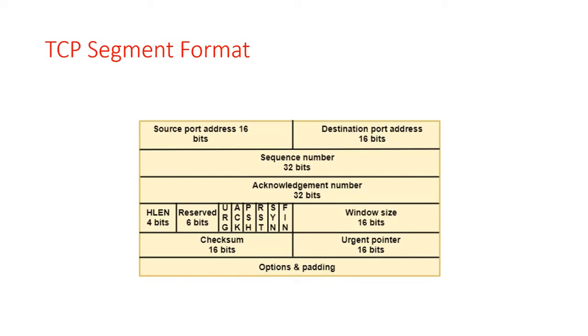The next is the reserved bits. It is 6 bits which are reserved for future use. The next is the control field. Okay, in the reserved bits we are using a 6-bit field which is reserved for future use.